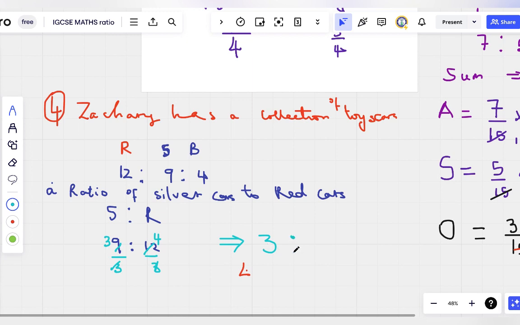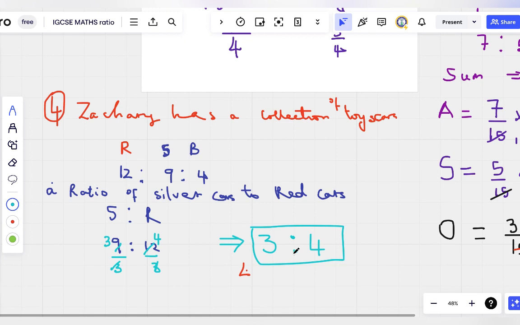The simplest form of the ratio. Okay? We always put things in the simplest form of ratio, I think we talked about that when we started. So we put the answer in the simplest form of ratio. Ratio 3 to 4 is the simplest form of ratio.